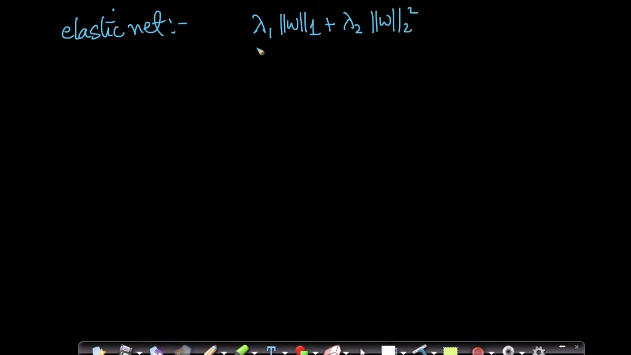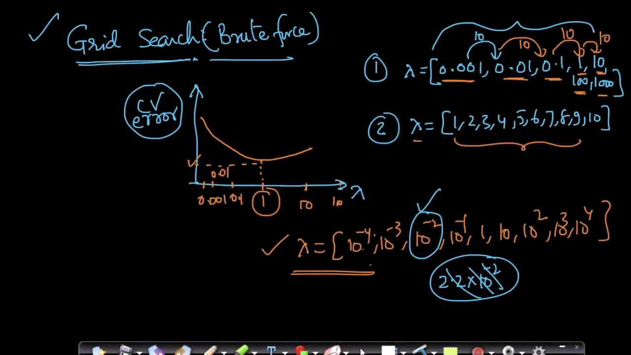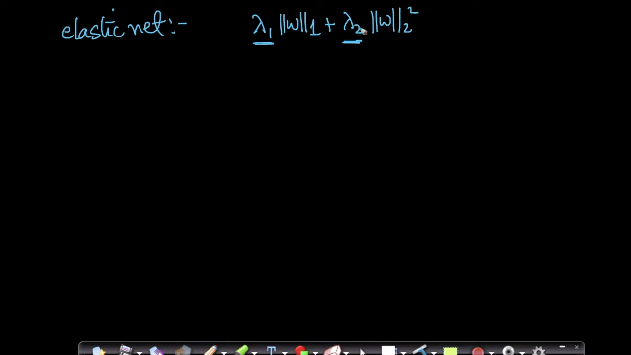Now, instead of simple logistic regression, let's assume we had elastic net. You remember elastic net, right? Elastic net has this regularization, which is lambda 1 times the L1 norm plus lambda 2 times the L2 norm squared. We had this, right? So here we had two hyperparameters, lambda 1 and lambda 2. Now, how do I find the best? Here I have two hyperparameters. In the earlier case, I had only one. What do I do when I have two hyperparameters? What is the strategy?